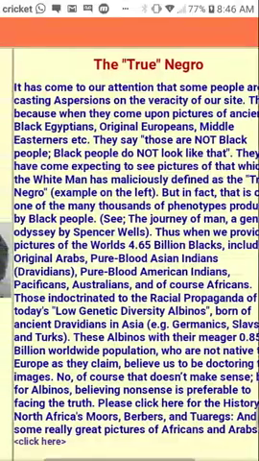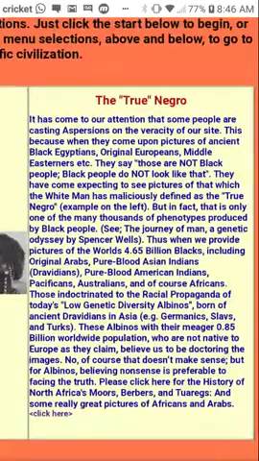But in fact, that is only one of the many thousands of phenotypes, or nose shapes, lip shapes, skull shapes, shape of the eyes, phenotypes, what makes up what I can see about you, what makes you who you are. But in fact, that is only one of the many thousands of phenotypes produced by black people. See The Journey of Man, A Genetic Odyssey by Spencer Wells.